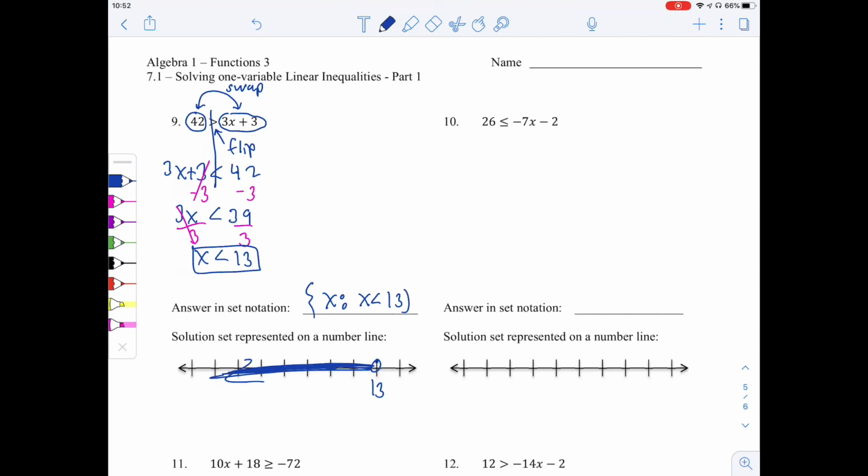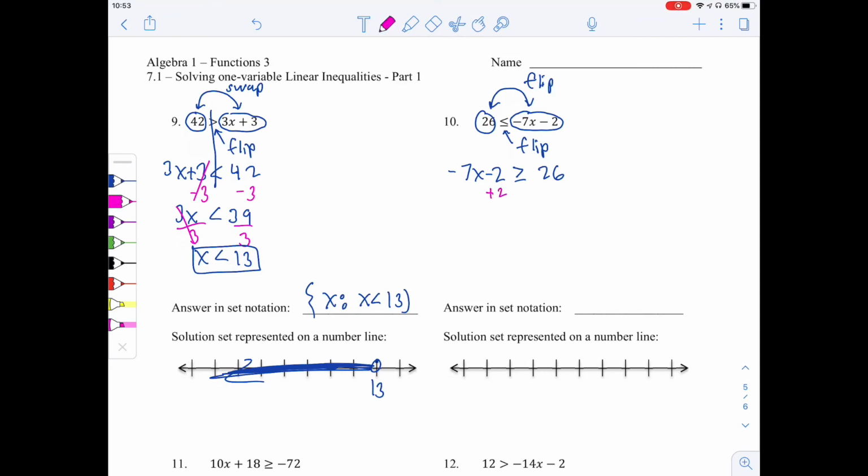Okay, so same thing with number 10. We want to flip it. We want to take everything on the right, everything on the left, and we're just going to flip it. Okay, flip or swap, whatever word you want to use. So flip, and we also got to flip the middle symbol. So we got negative 7x minus 2 and 26. We just flip those two. And in the middle, we just flip the sign from less than or equal to greater or equal to. Okay, now we can solve that.